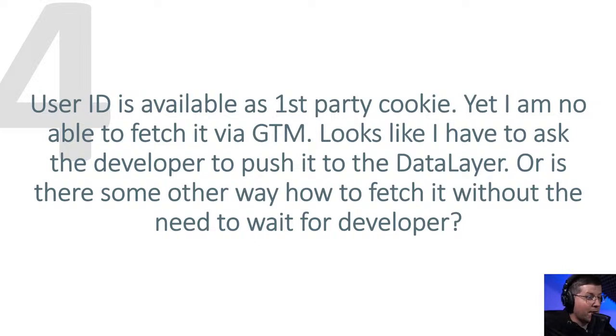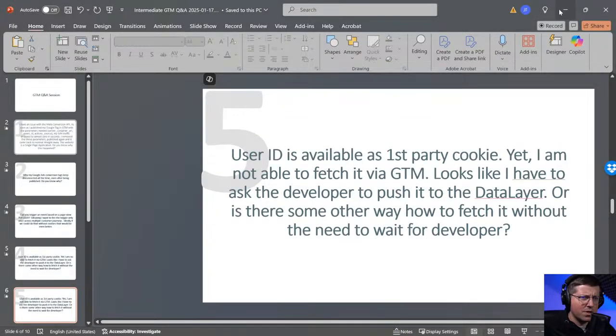User ID is available as a first-party cookie, yet I am not able to fetch it via GTM. Looks like I have to ask a developer to push it to the data layer. Or is there some other way to fetch it without the need to wait for a developer? So when it comes to cookies and trying to access those cookies with Google Tag Manager, there is one thing to keep in mind. You can access only those cookies that are not server cookies. I'm not sure if I will find an example, but let me quickly do that.